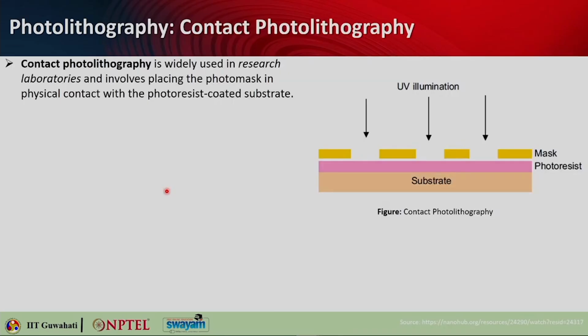The next method that you can think of is contact photolithography. What happens in contact photolithography? You have a substrate, you have a photoresist on this, and then you have a mask, and you are doing UV illumination. This contact photolithography technique is widely used in research labs, and it involves placing the photomask in physical contact with the photoresist coated substrate.